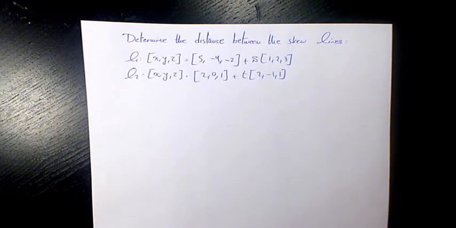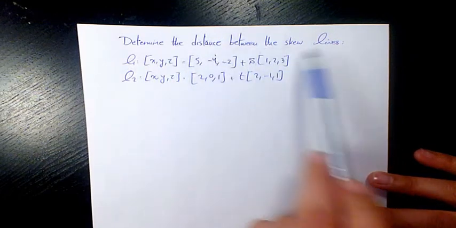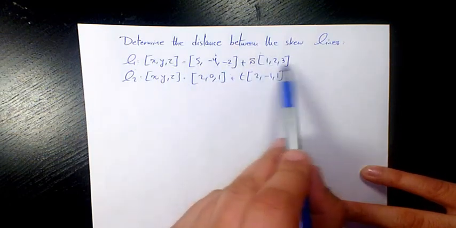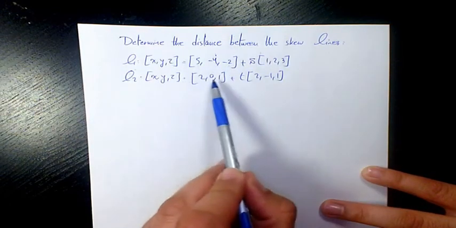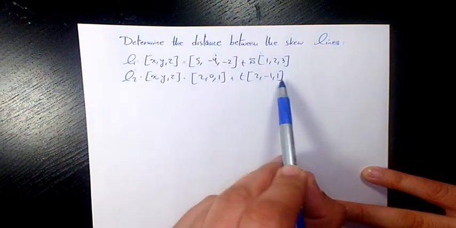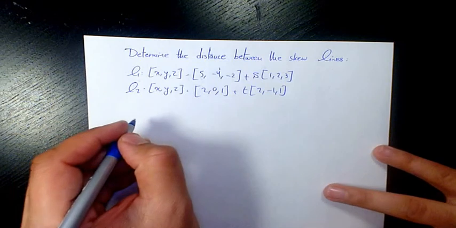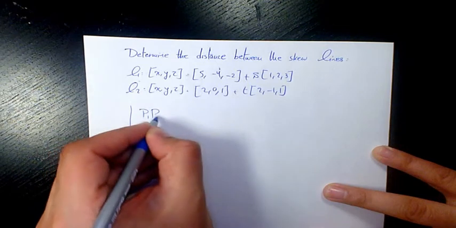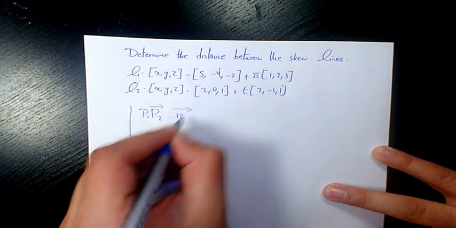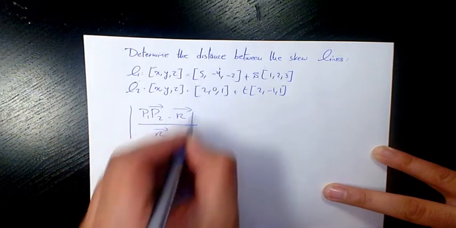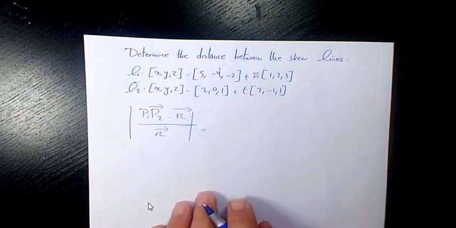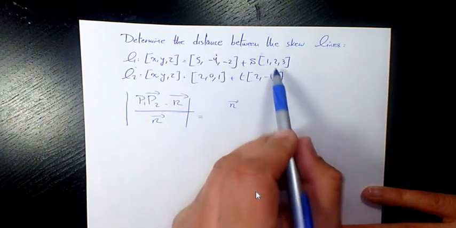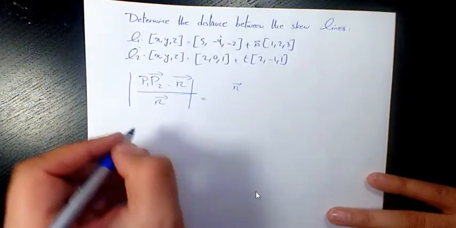Now in the final example, we need to find the distance between the skew lines. So L1 is (5, negative 4, negative 2) plus s times (1, 2, 3). L2 is (x, y, z) equals (2, 0, 1) plus t times (2, negative 1, 1). So how do we figure it out? We need to use the formula, which says P1P2 dot normal vector divided by the magnitude of the normal vector. So first of all, we need to find the normal vector. The normal vector is going to be the cross product of these two.